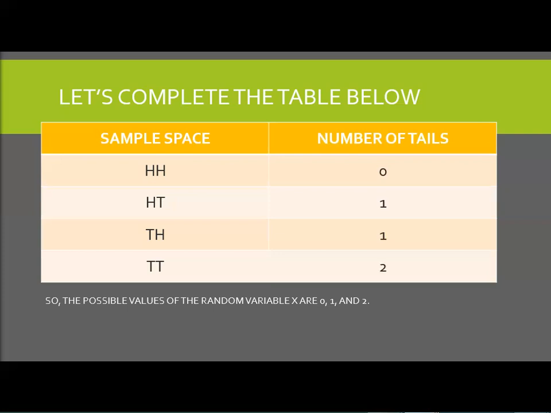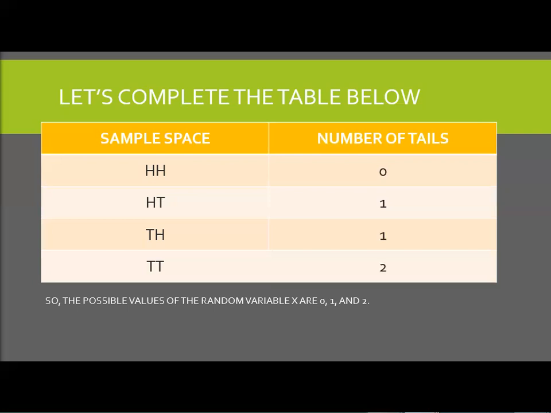For the second sample space, we have HT. So ilang T, or I mean tail, merong isa. The third one, TH, meron ding isa na tail. And for the last sample space, you have T and T, or that is tail and tail. Therefore, you have two tails. So your table now is complete.